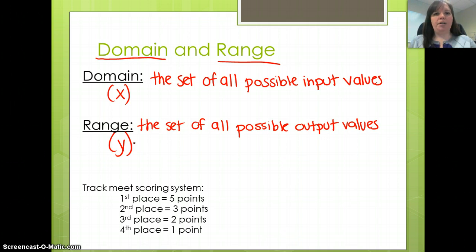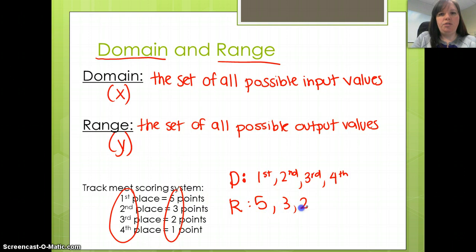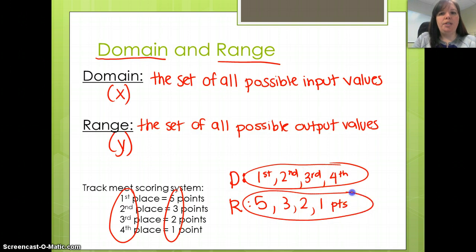So we looked at this example in class about the track meet scoring system. If I were going to identify the domain, it would be all of these input values: first, second, third, and fourth place. And then the range would describe all the possible outputs: 5, 3, 2, or 1 points. If you think about the mapping diagram, the domain would just be everything that's in the first bubble, and the range would be everything that's in the second bubble. So that mapping diagram can help you visualize domain and range.